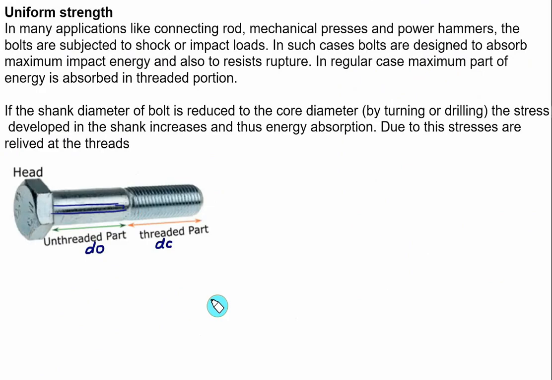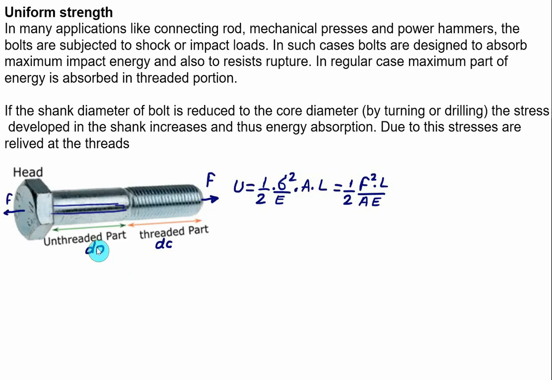So naturally there is a change in strain energy between the unthreaded part and the threaded part. We introduced the strain energy U, given as 1 by 2 into sigma square divided by Young modulus, multiplied by area and length. The second equation we used is 1 by 2 into force square multiplied by length, divided by area and Young modulus E. This time the bolt is subjected to a tension force equal to F. The same force is exerted on both portions.